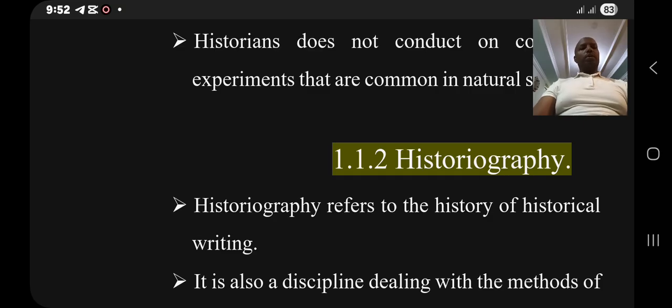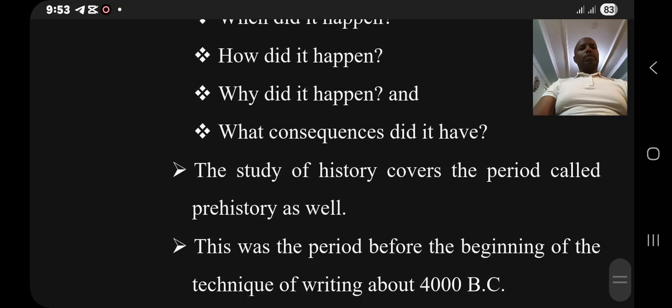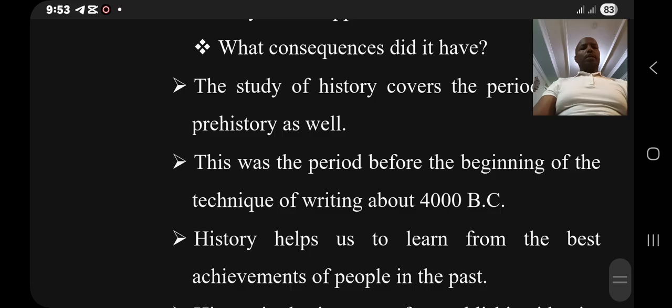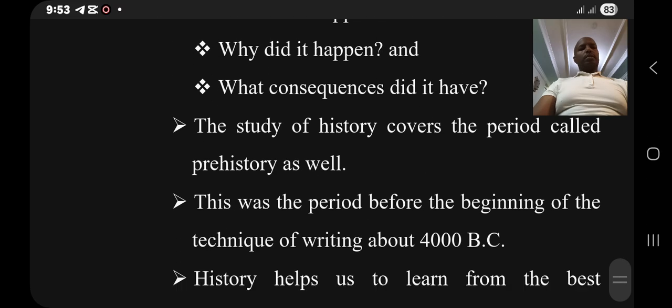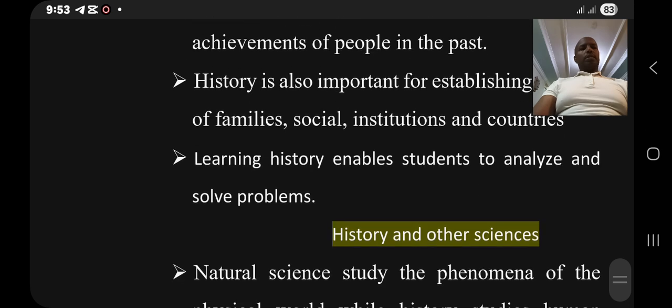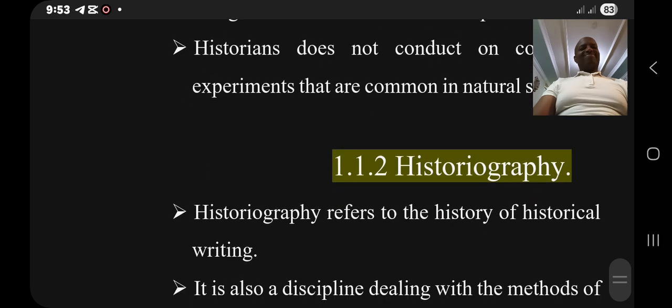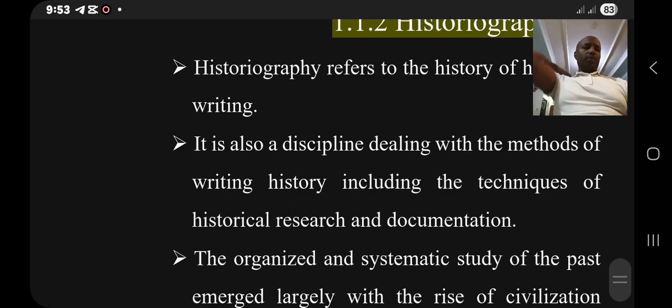It is also a discipline dealing with the methods of writing history, including the techniques of historical research and documentation. That means how history was studied and documented. So this was a very important idea related to historiography.